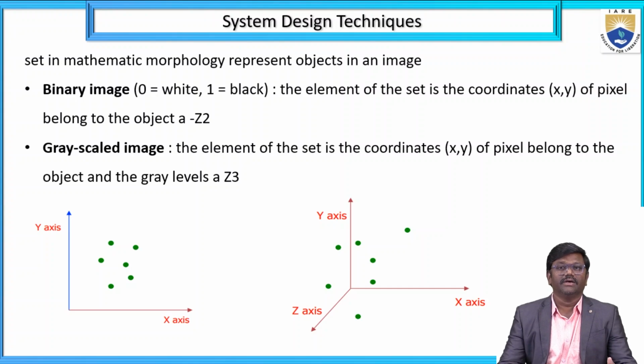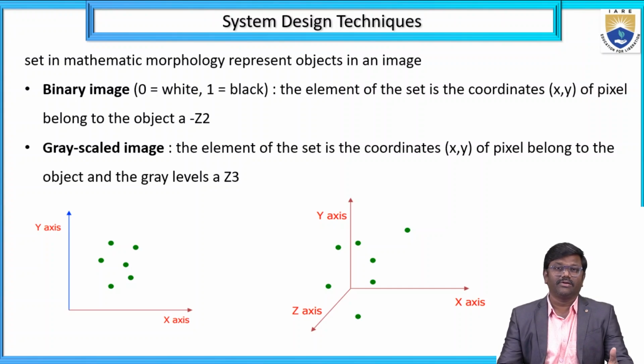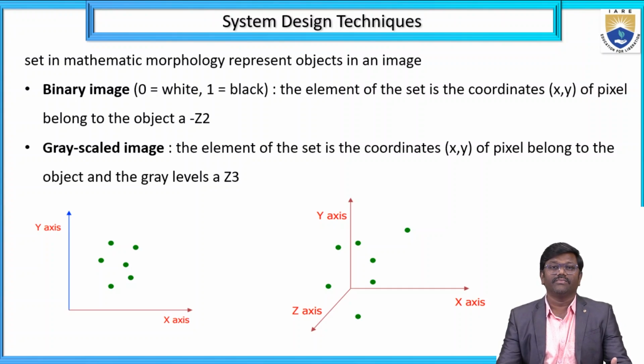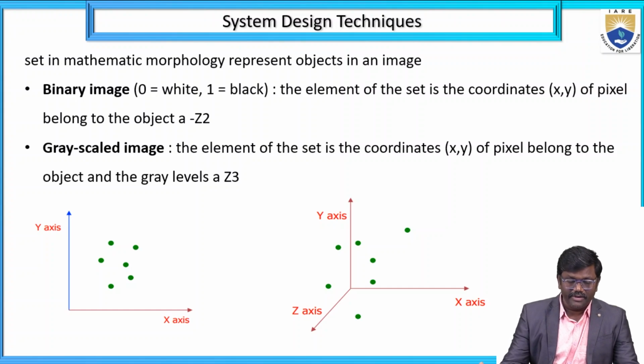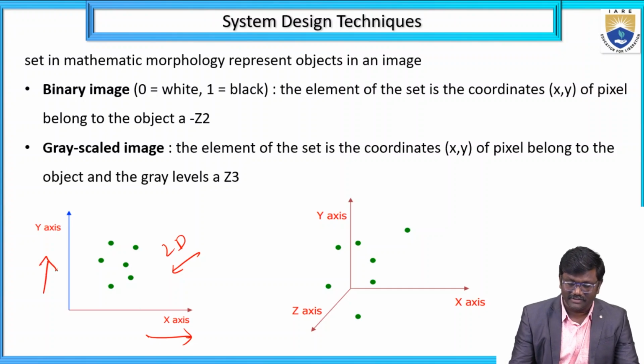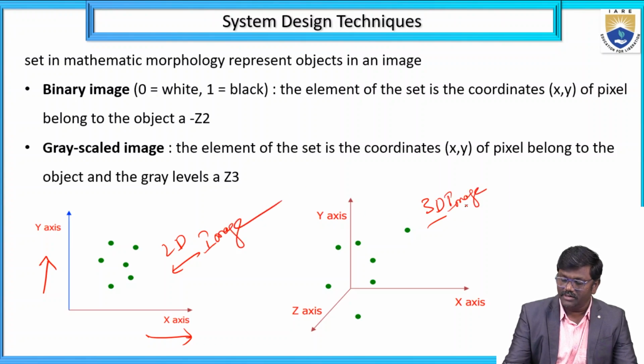In the grayscale image, the element of the set is the coordinates x, y of a pixel belonging to the object, and the gray levels, which extend to what we call a 3D view. The binary image is 2D, whereas grayscale is not only 2D but also extends to a 3D view. Why? Because this one is a 2D image, covering only the x-axis and y-axis, whereas this one is called a 3D image.